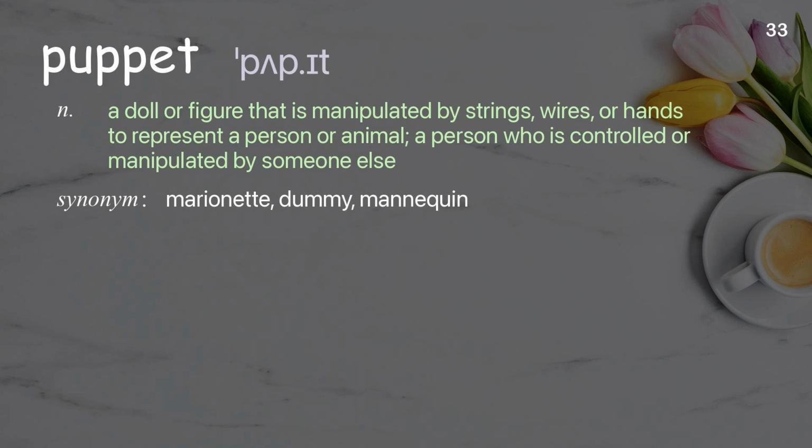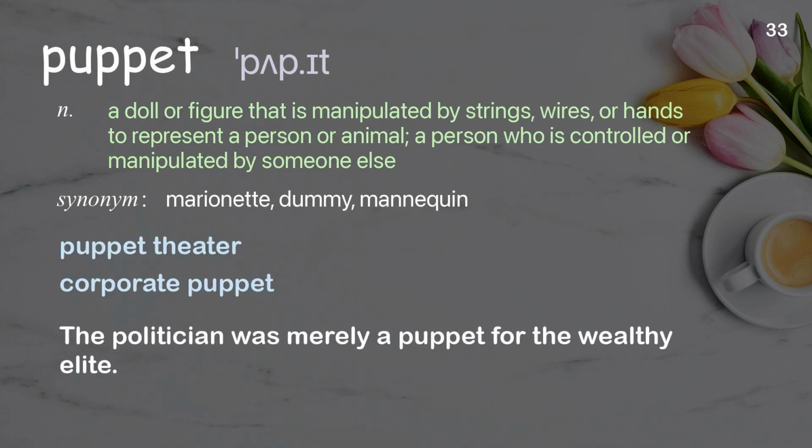Puppet. A doll or figure that is manipulated by strings, wires, or hands to represent a person or animal, a person who is controlled or manipulated by someone else. Examples: puppet theater. Corporate puppet. The politician was merely a puppet for the wealthy elite.